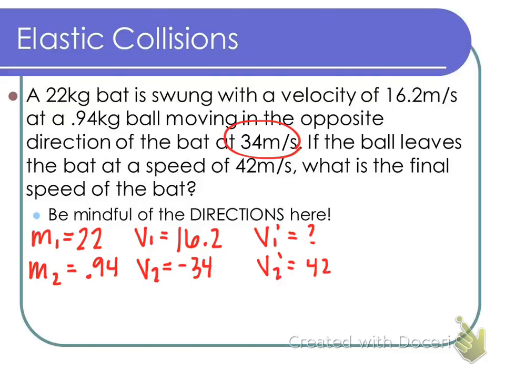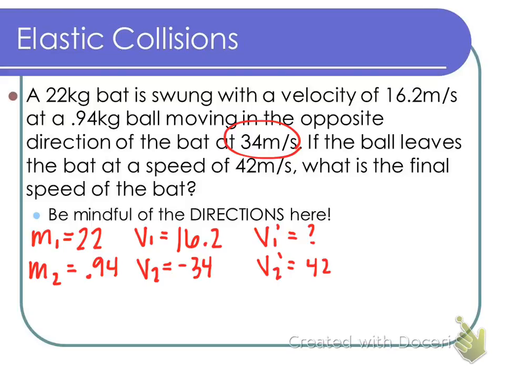Okay, as you're thinking through this problem, I want you to think about what you would expect the bat to do after the collision. Would you expect it to move backwards? Would you expect it to continue to move forward? Those types of things. Most of the time you can take a guess, and the math should prove it. So let's see if that's the case.